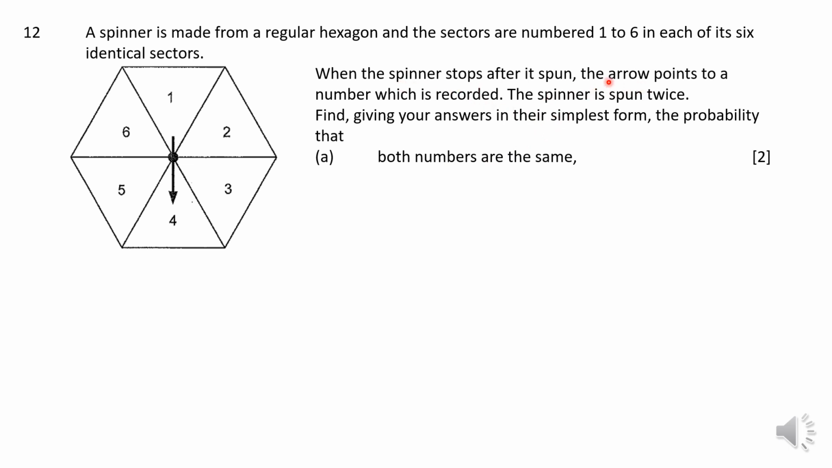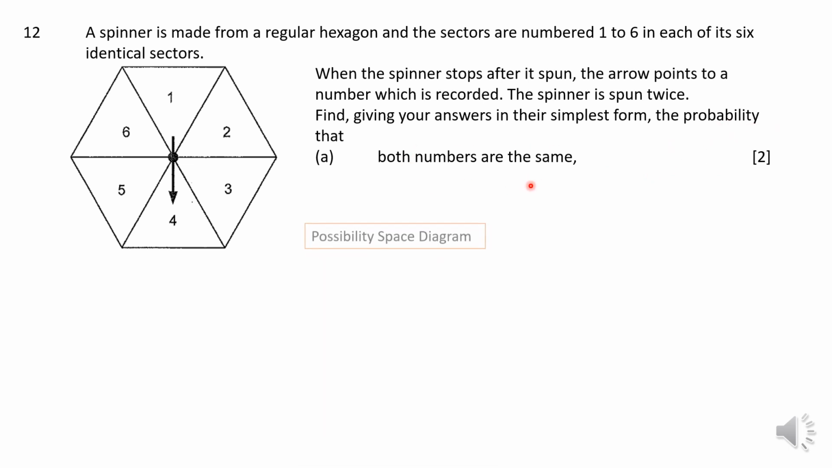After spinning it, the arrow points to a number which is recorded. So it could be the 3, it could be the 2. But the thing is, they spun it twice. Now this is where it becomes a bit tricky. You have to find your answer in its simplest form. Very important. Find the probability that both numbers are the same.